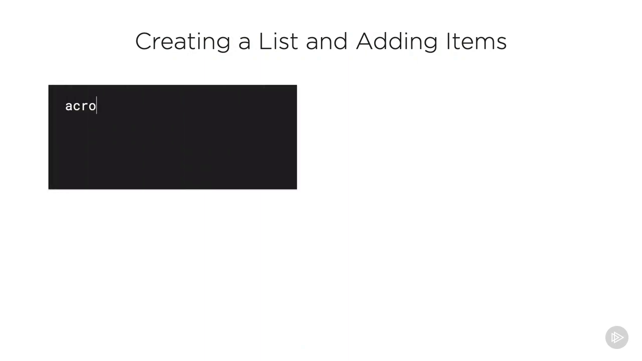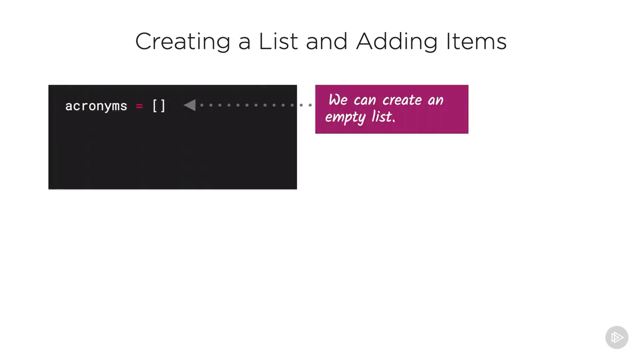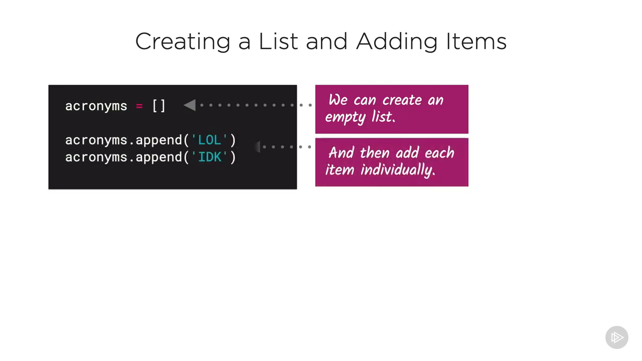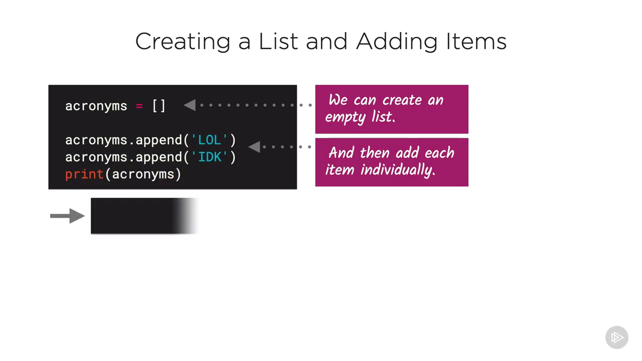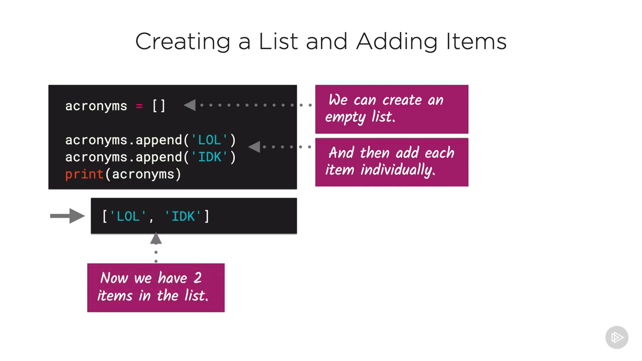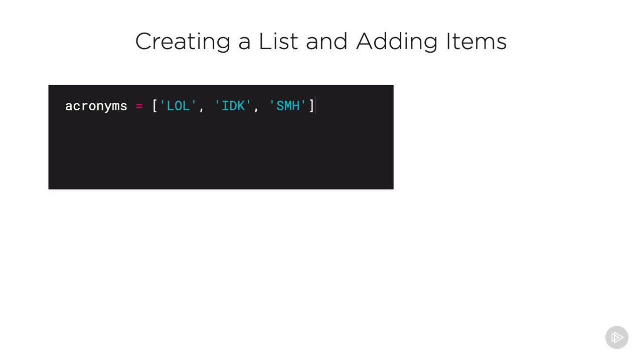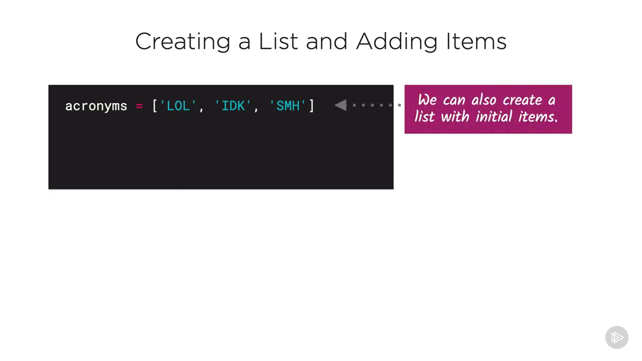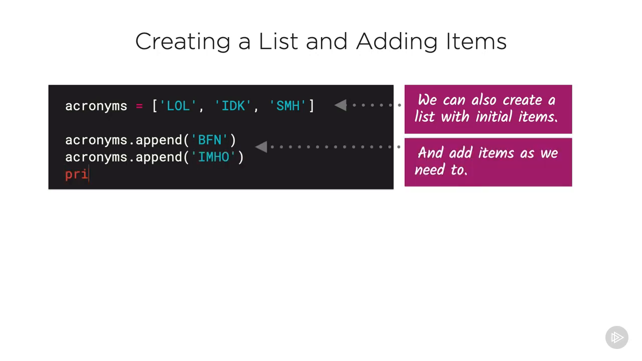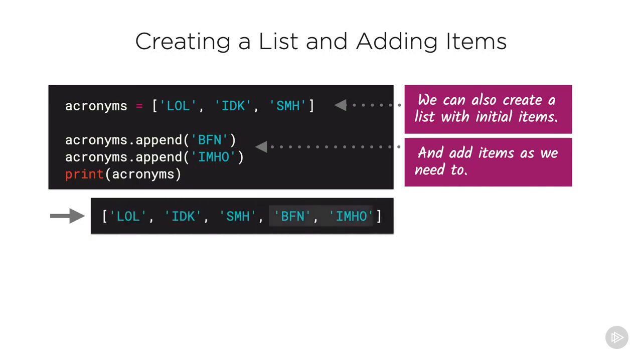To create our list, we can use square brackets. We can create an empty list and then add each item using the .append method. If we run this, we can see the 2 extra items we added, LOL and IDK. We could have also started by creating a list with a few items in it already. Then to add items, we would use the append method in the same way again. If we run this, we can see the 2 extra items we added.